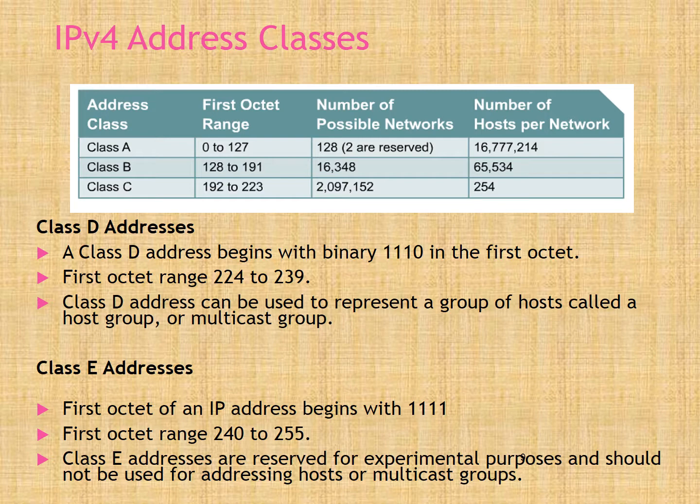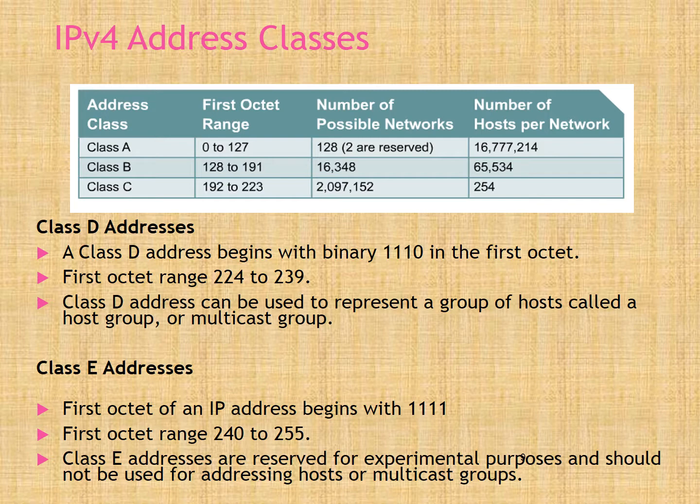For each of the address classes A, B, C: first octet range is 0 to 127, 128 to 191, and 192 to 223. Number of possible networks: 128, of which 2 are reserved, then 16,384 and 2,097,152. Number of hosts per network: 16,777,214, 65,534, and 254.